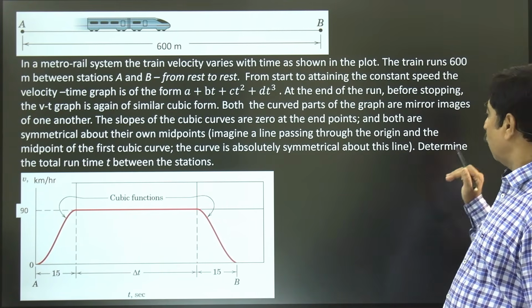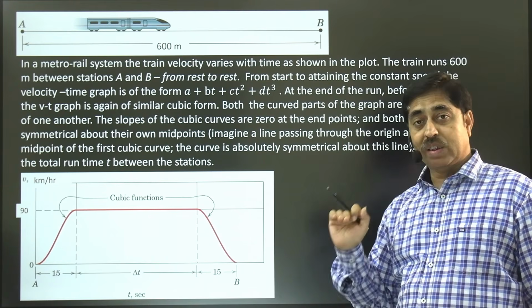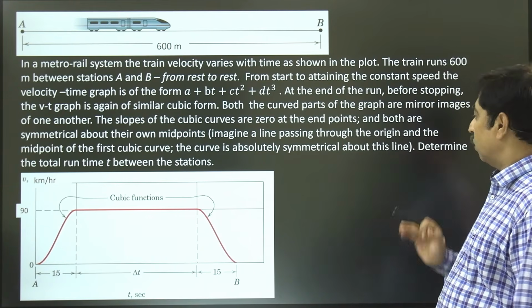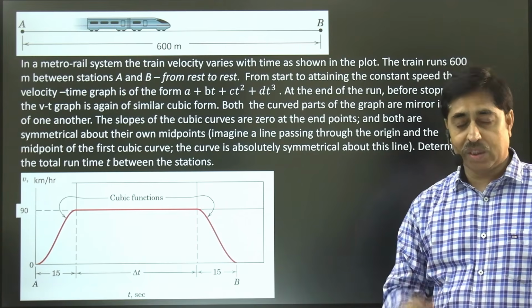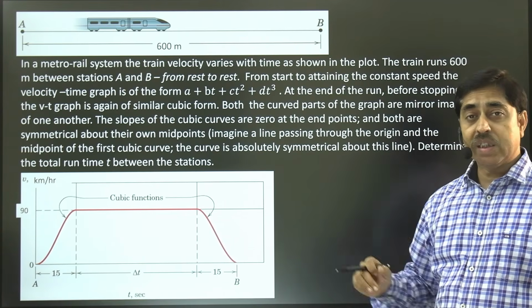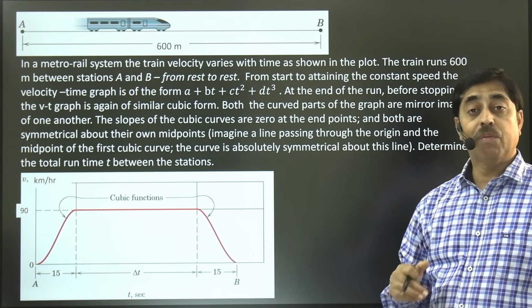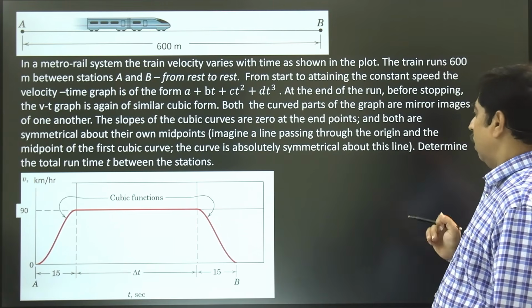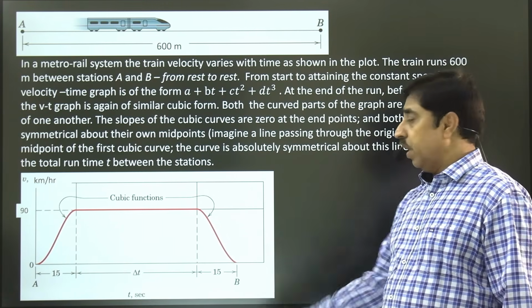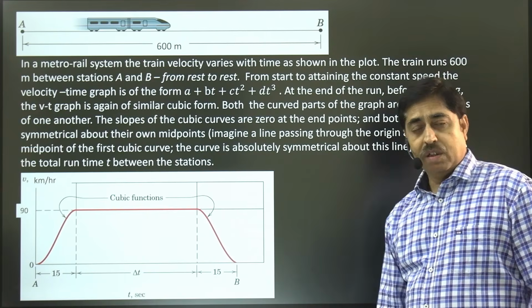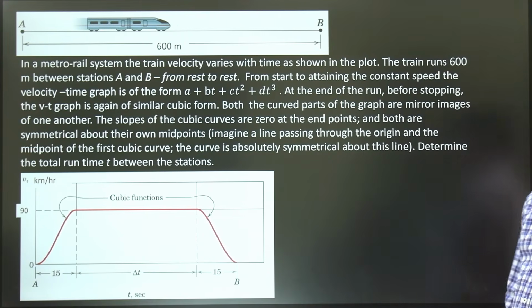Imagine a line passing through the origin and the midpoint of the first cubic curve. The curve is absolutely symmetrical about this line. I leave this statement for you to decipher what exactly it means. Determine the total runtime t between the stations. I am getting out of the frame for a moment. You can capture the shot and please give it a try. Definitely give it a try before you go through my solution.